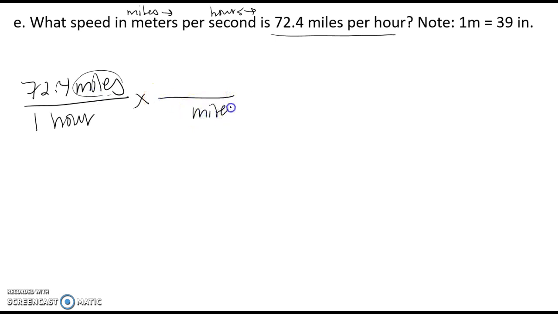Okay, so we've got miles here, and we need to get that eventually into meters. So if we look at a mile, the easiest thing that we can relate that to is feet that we're familiar with. So 1 mile is 5,280 feet. Okay, so if we use that conversion, miles can now cancel. And then we know whatever's on the top is going to come down, so feet.